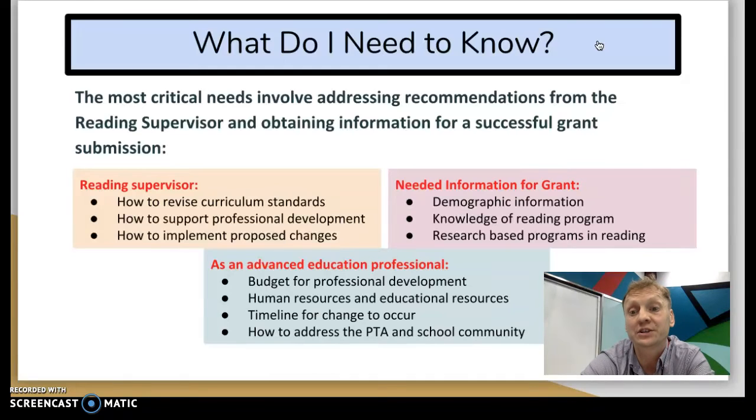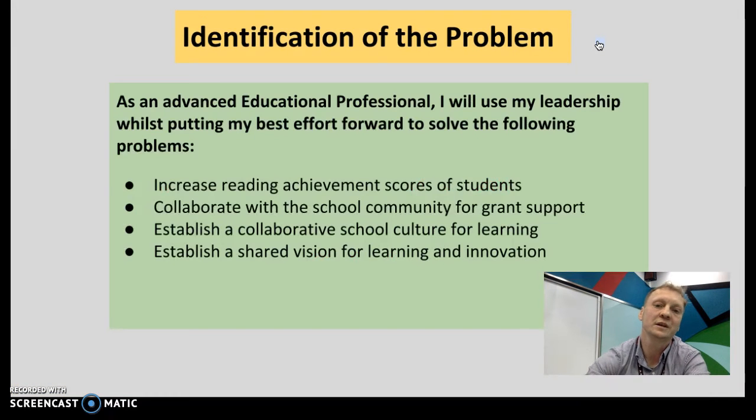I need knowledge of our reading program, and I need to know research-based programs in reading. This is important information for our grant submission. And as an advanced education professional, I need to know our budget for professional development if we need new technology or any resources. And I need to know a timeline for change to occur. And I need to know how to address the PTA and the school community about this problem.